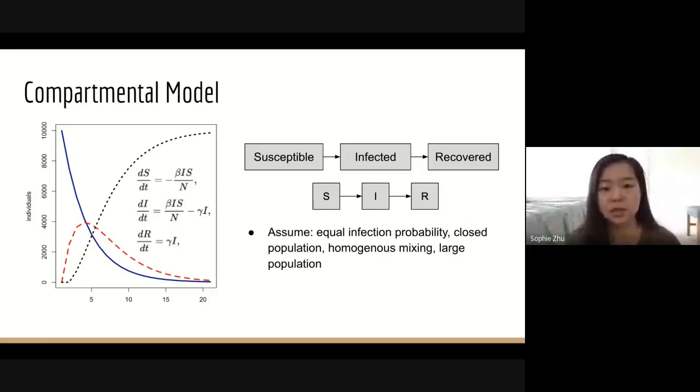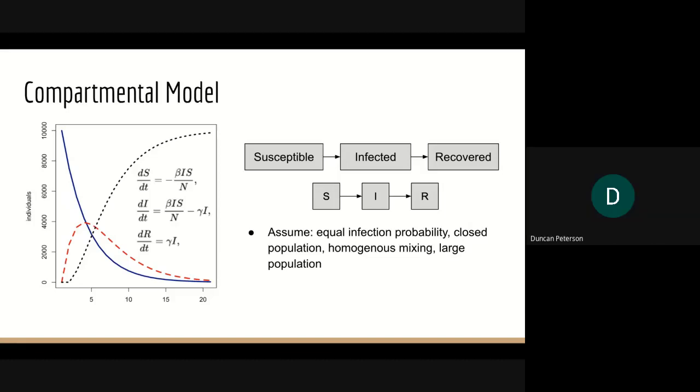So we are assuming in this very simple model that everyone has an equal infection probability, that the population is closed, so no one is being born and no one is coming in or leaving, that there's even mixing, and that you have a large enough population.